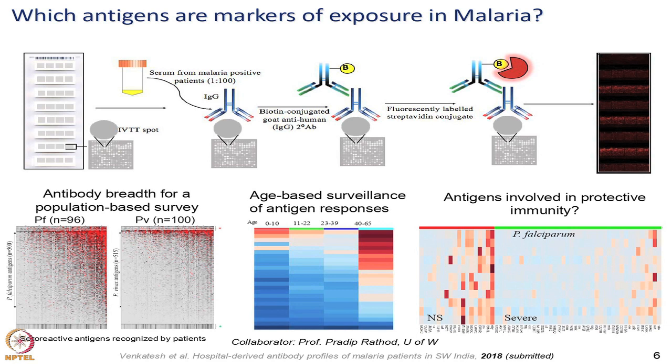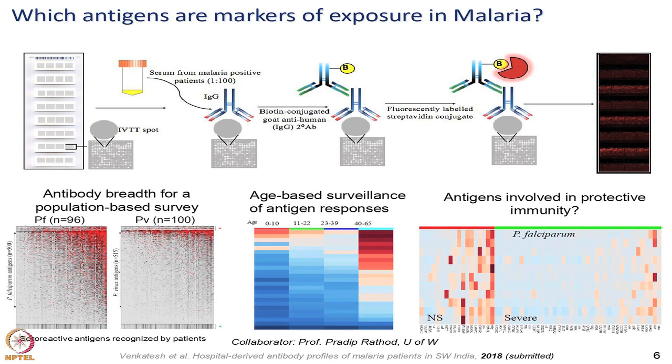Additionally, we used a protein microarray based platform to learn which antigens are markers of exposure in malaria. Some of this study can be a foundation for population based studies, where one could ask various questions. What is the antibody breadth for a population based survey? In this case, we looked at the Goa population, in collaboration with Professor Pradeep Rathod's lab at the University of Washington. We screened a variety of patients affected by malaria, both falciparum and vivax, and on the chip we had only antigens from falciparum or vivax parasites.